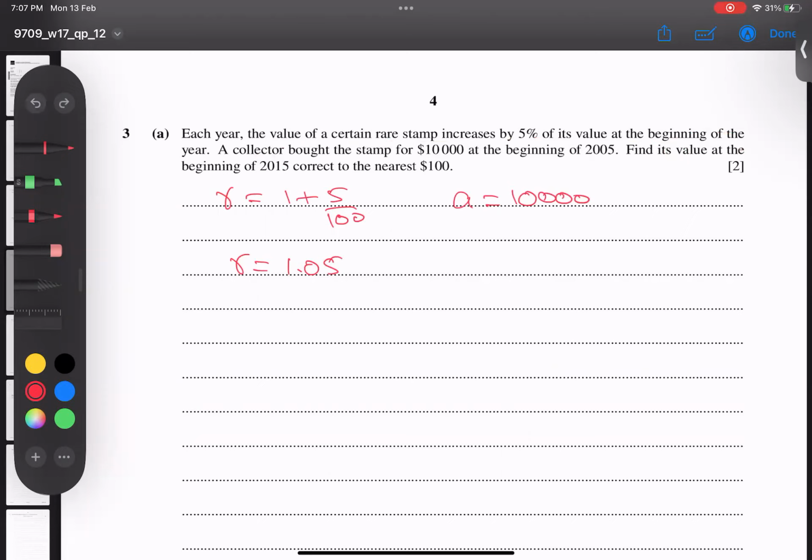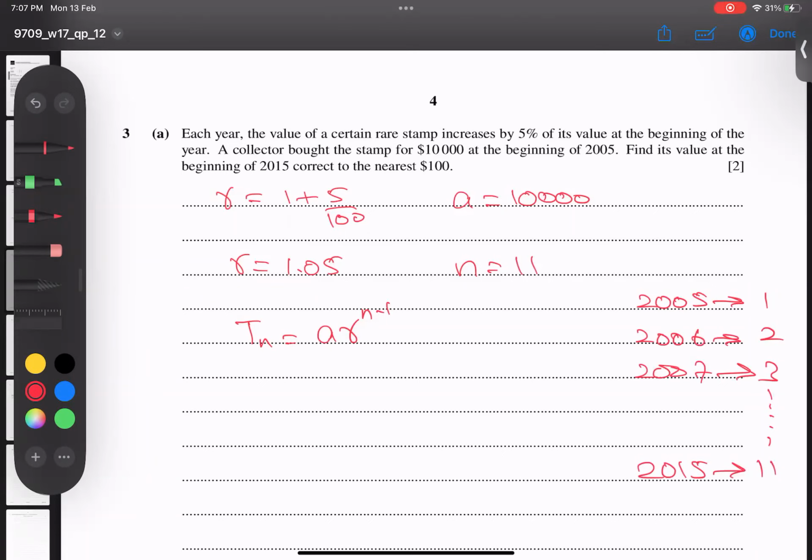So here the interesting part is what the n value is, because we apply the formula a r to the power n minus 1. Here one trick is in the question. When we deal with these kinds of questions, 2005 will count as year number 1, 2006 we count as year number 2, and 2007 as year number 3. Continue, and in 2015 we count as number 11. So that is where 11 comes from. The first one is the start, when he bought it, so that counts as 1 year. So there's a reason behind it.